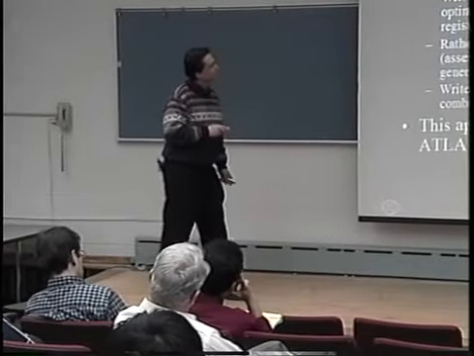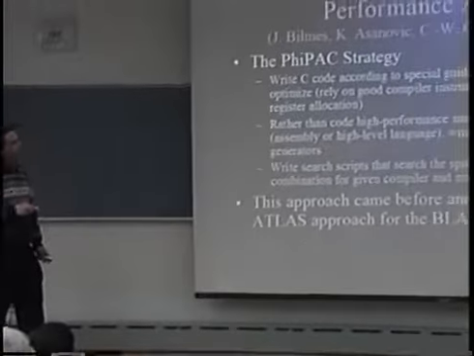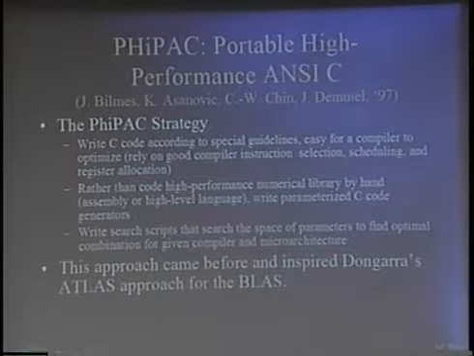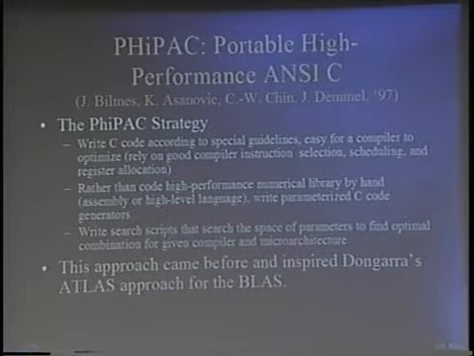The FEPAC strategy, which is work that I did with Krista Sanovich and some other colleagues a while ago now, is, instead of spending $15,000 on a library, we write C code, but we write C code according to special guidelines that are specifically made so that it's not easy for a human to read, but it's easy for a compiler to optimize. So basically the code is written according to special guidelines that make it easy for the compiler to do instruction selection, scheduling, and register allocation, at the expense of readability.